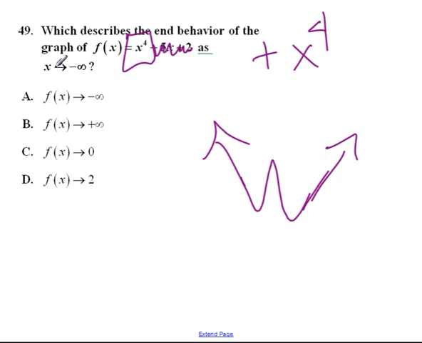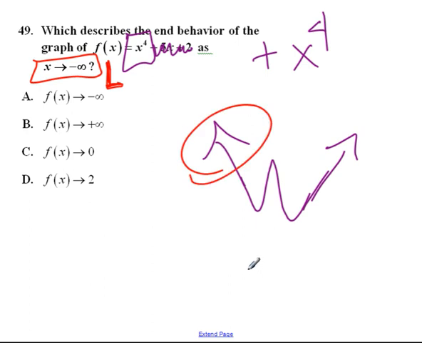So, next clue is we need to look at this. It says we're going to negative infinity. That means the left side. If this was a positive infinity, we'd be talking about the right side. Well, my left arrow in this case is going up, so I want to pick the one that's talking about going up, and that's B.